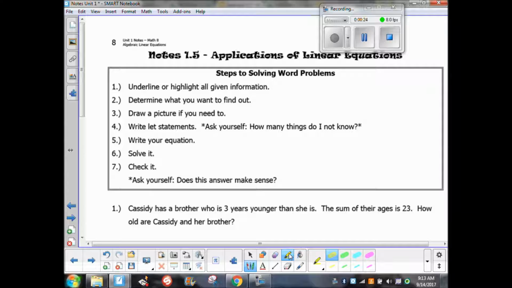You've got to underline or highlight all given information. So there's key there: underline or highlight. And I always say the math words, because there's a lot of other stuff that's going to be in a word problem. We're just concerned with the math words. Determine what you need to find out, or what you want to find. The answer. What are they asking you to find?